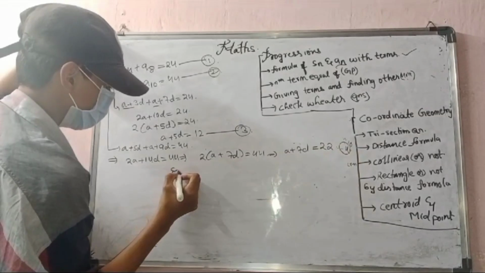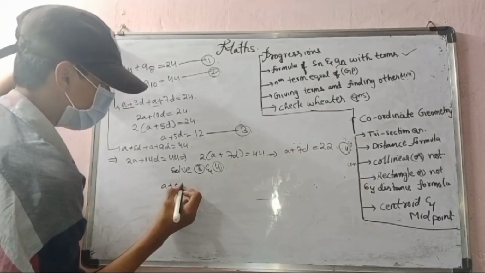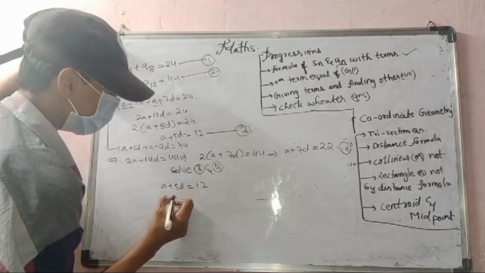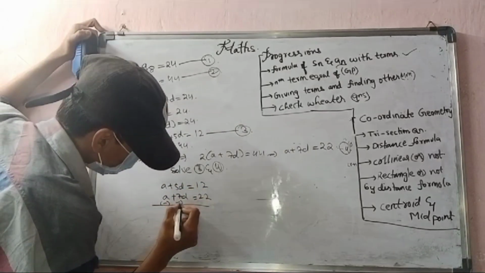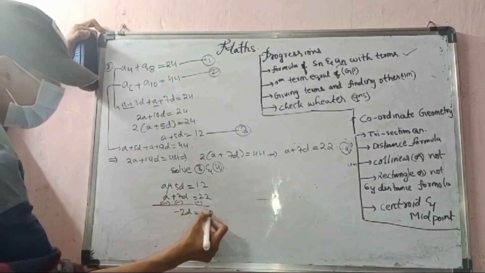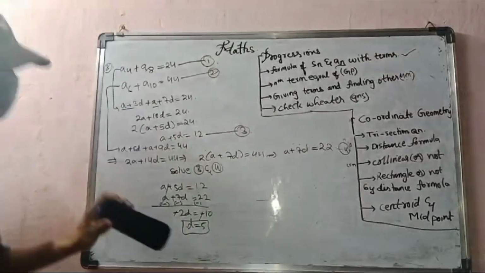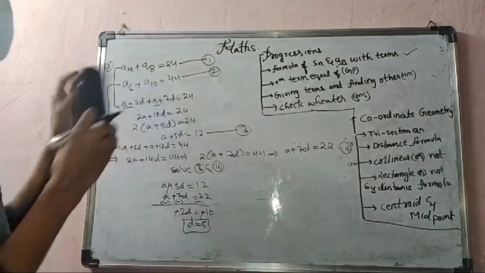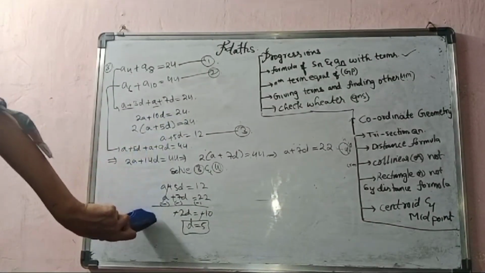Solve equation 3 and 4. Okay, now A plus 5D equals 12, A plus 7D equals 22. Now here I'm doing subtract, minus, minus, minus, A will be cancelled. This is minus 2D equals minus 10, minus minus cancel, D equals 5. Now substitute anywhere. Now this D equals 5.